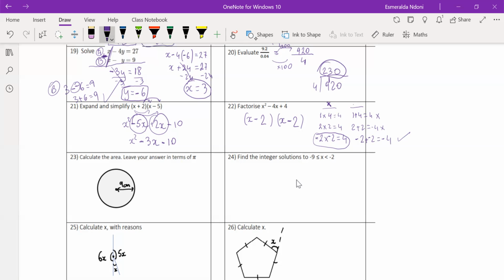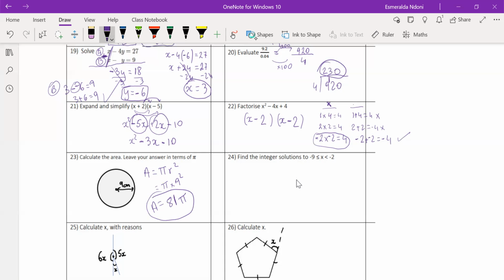Question 23. Calculate the area. A couple of you are leaving these questions empty in the test. Just get the formula. Area is pi radius squared. And it's asking you to leave it in terms of pi. So nice and simple then. It doesn't need you to calculate anything. All you need to do is pi times 9 squared. I don't need to do anything with pi. 9 squared is 81, so 81 pi. Your area is 81 pi.